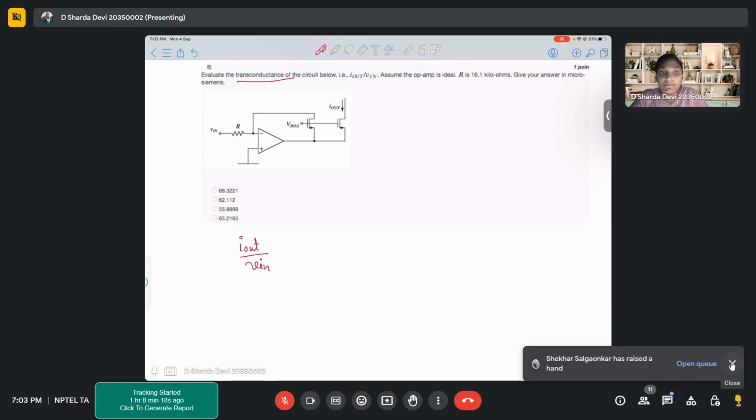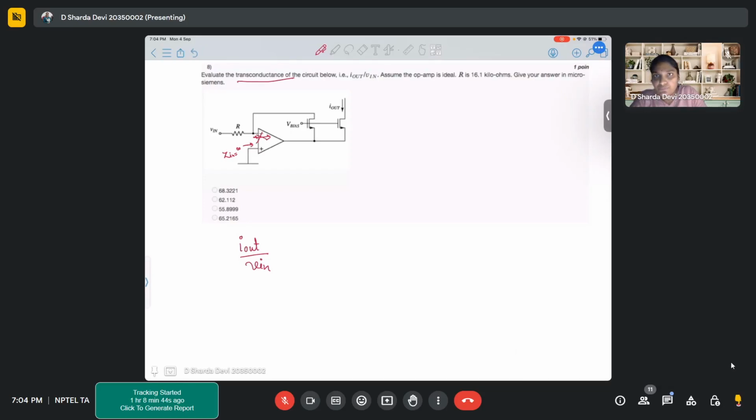Ma'am, input resistance is high, and output resistance is low. Yes. Input impedance is high, almost infinite. So if your input impedance is very high, what is the advantage? There is no drop across the input resistance, and no current will flow through your input terminal. So whatever current flows into the input of your op amp will be zero, ideally.